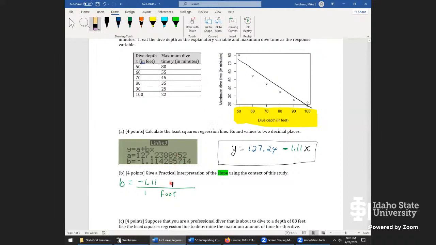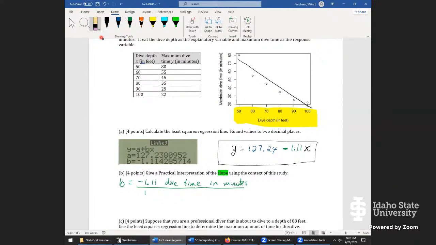Then for the units in the numerator, anyone spot what those ought to be? Exactly. So it's going to be the dive time in minutes. You could put dive time in minutes, or if you want to abbreviate it, you could just simply say minutes. Also, I think dive time might actually be better if we're going to give a practical interpretation. So let's go with dive time in minutes. Negative 1.11 dive time in minutes.